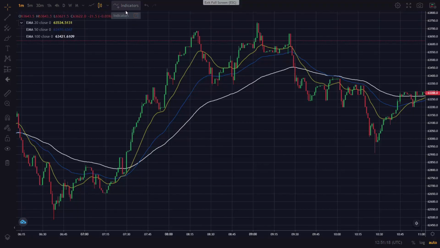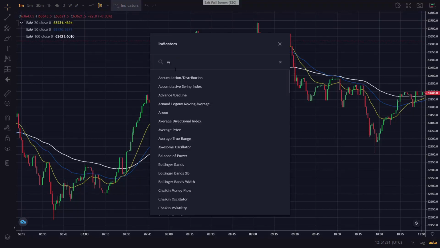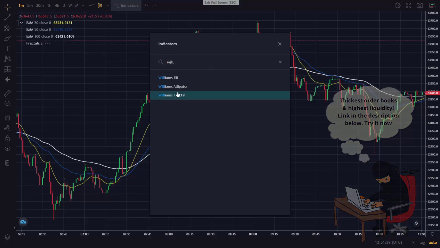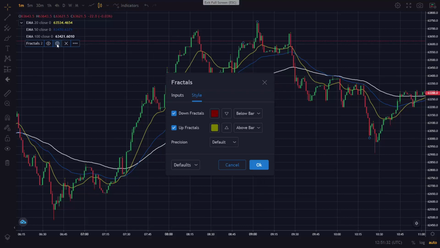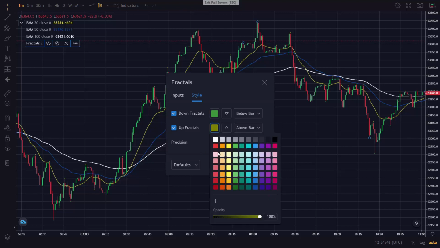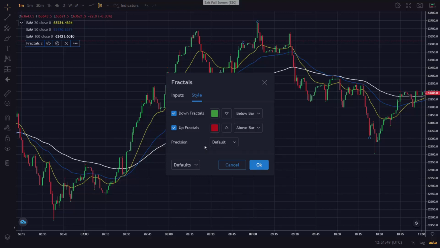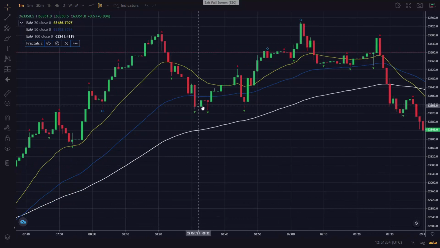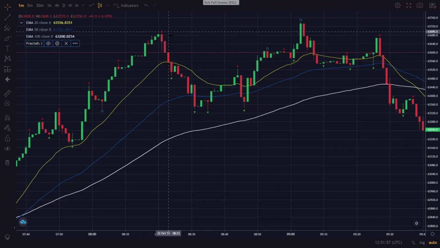So to put in the Williams fractal indicator, search up Williams. And there you have it. So we want to make the downward fractals green, as these are our bullish signals. And we'll change the up fractals to red, as these are our bearish signals. So as you can see, we have our Williams fractal below and above the candlesticks.